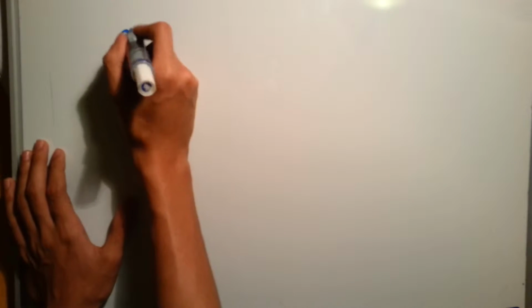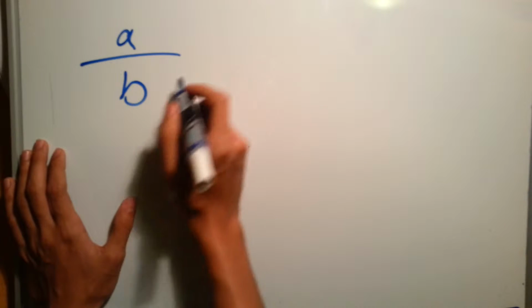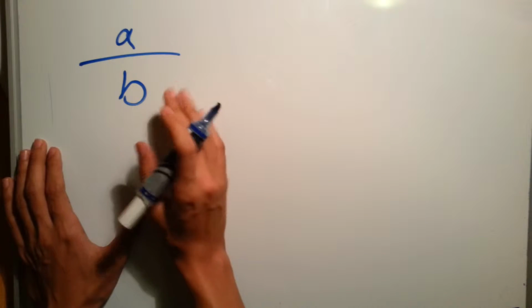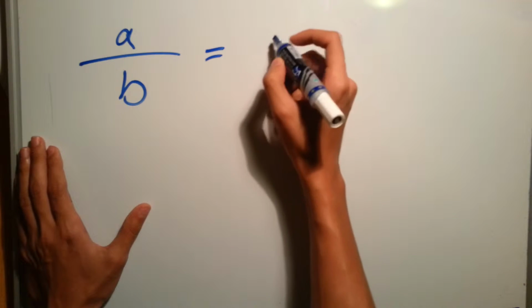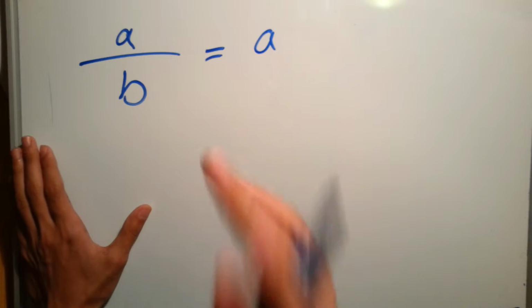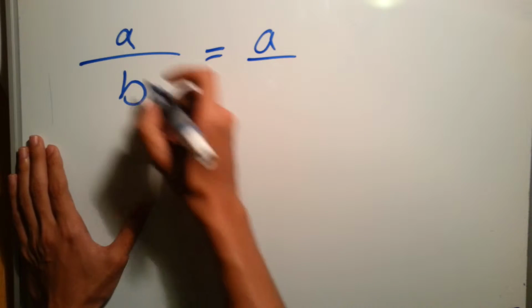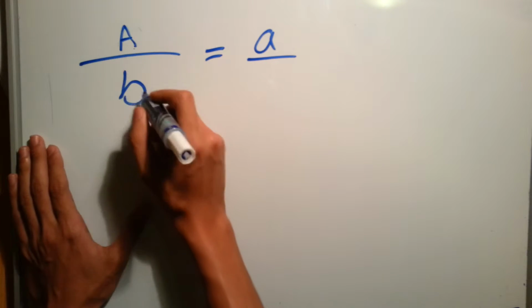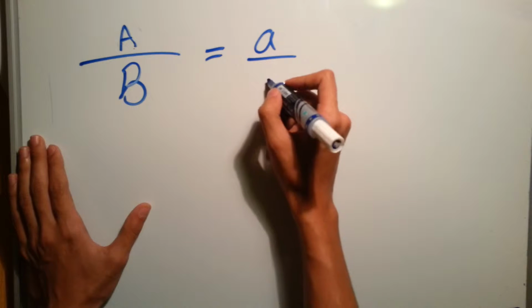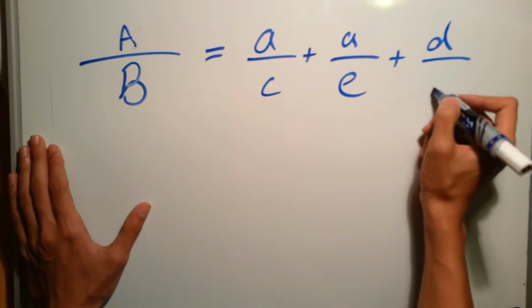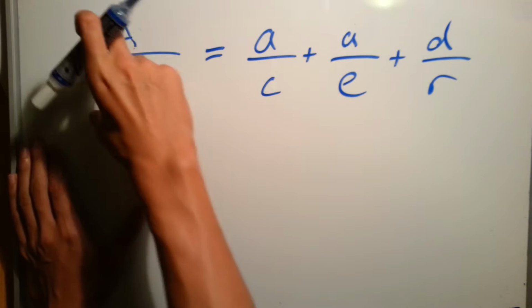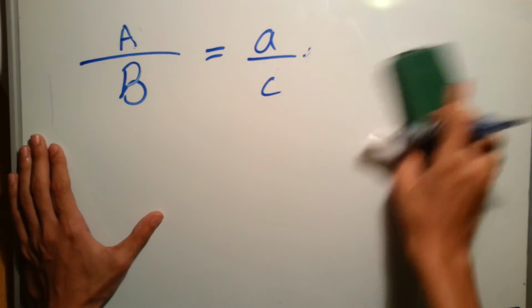First of all, what are partial fractions? Partial fraction is when you have one large fraction, A over B, where B is large, and you'd like to write this fraction as a summation of smaller fractions. So this one will be A over C plus A over E plus D over R or something, which is smaller in size than the original fraction. So let's start with an example.